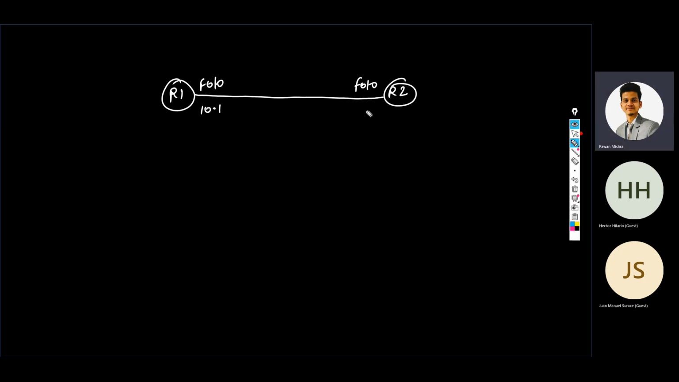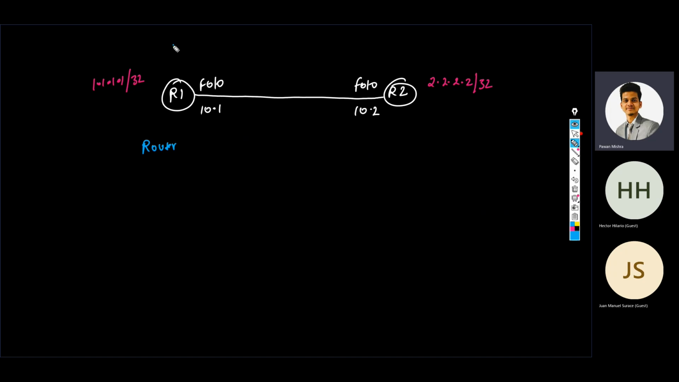R1 using what? 10.1. R2 using what? 10.2. Correct? Okay. Now on R1, let's say I'm having a loopback that is 1.1.1.1/32. On R2, 2.2.2.2/32, correct?